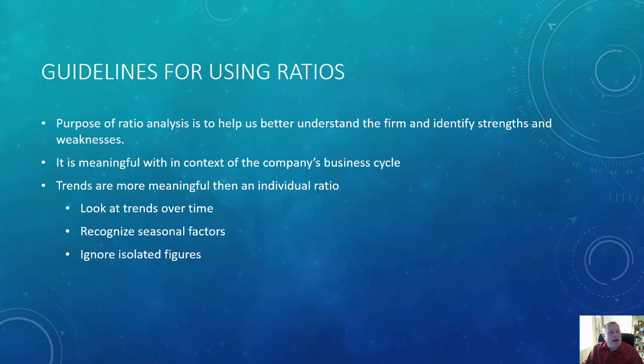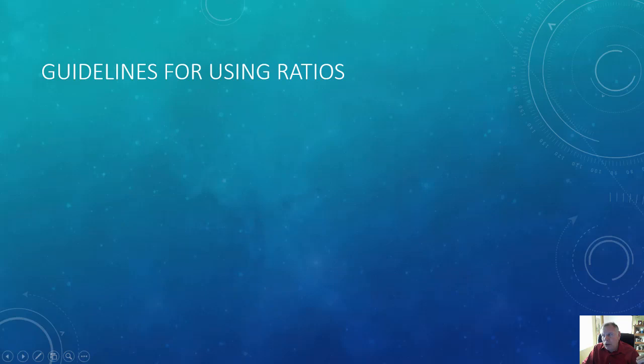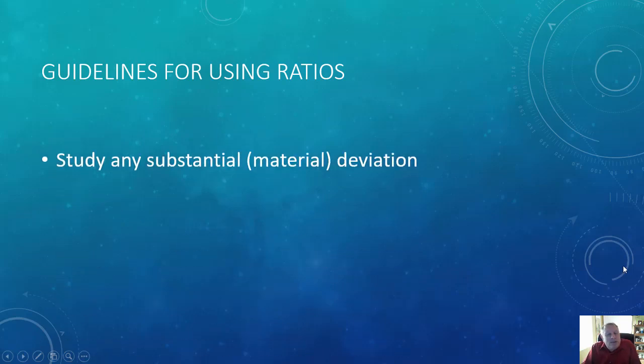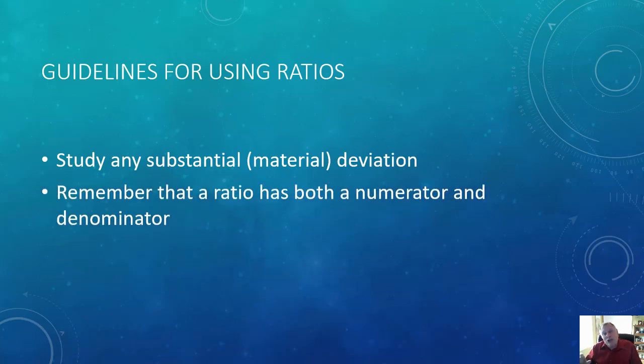And we need to ignore isolated things, if it's something that's just oddball out there, we need to ignore that. Comparing them to the industry average is incredibly helpful, because that will bring in some of the business cycle within that industry group. So we can look at garden centers and see how our garden center compares to others. When we use them, we need to study any substantial or material deviation, either from the trend or relative to an industry.